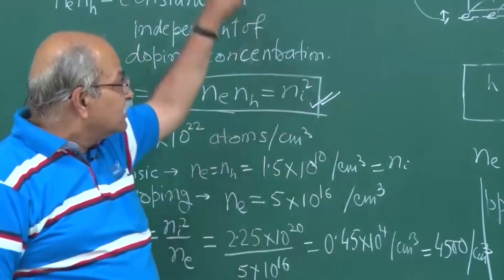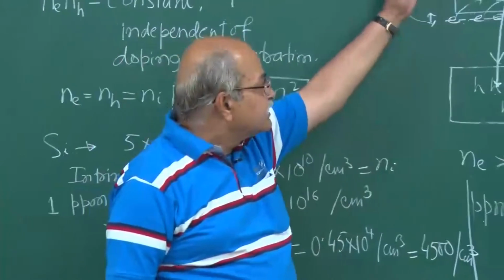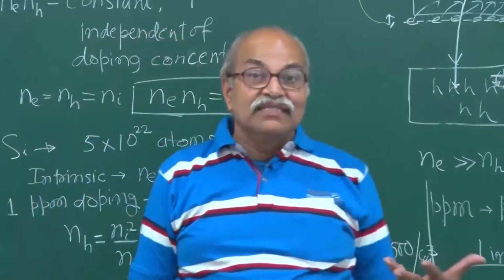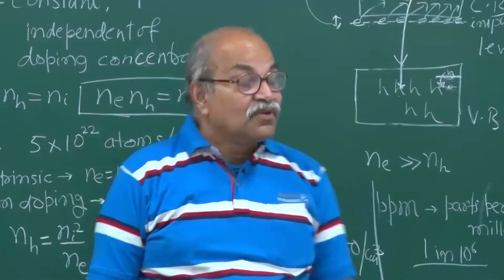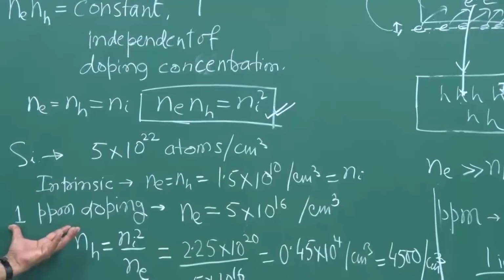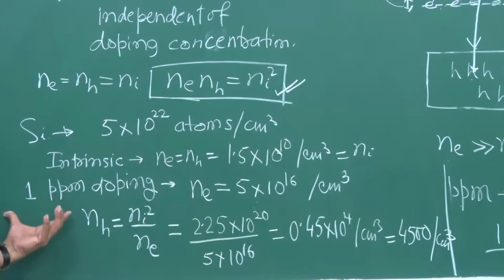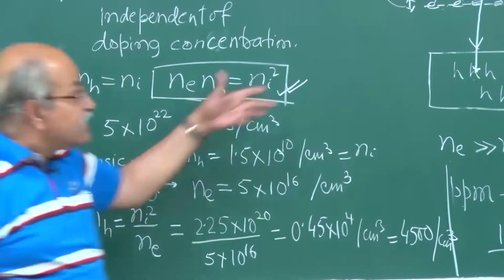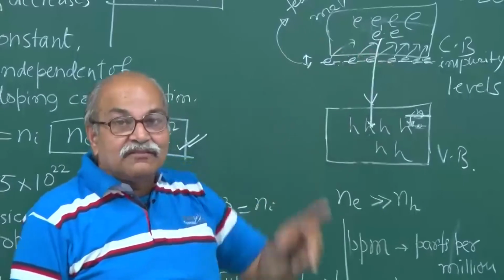So that is how you have these charge carrier densities in a doped semiconductor, and that is how you are controlling the conductivity, because the doping is under our control. Whether we do 1 ppm doping or whatever ppm doping, that is under our control, and that will decide what will be the conductivity of this material.